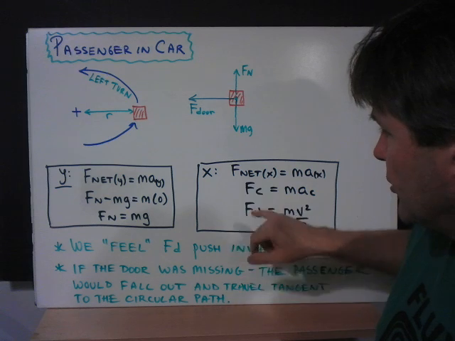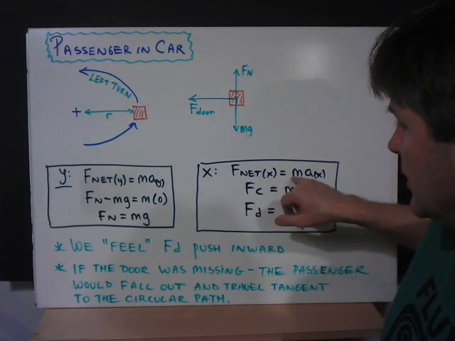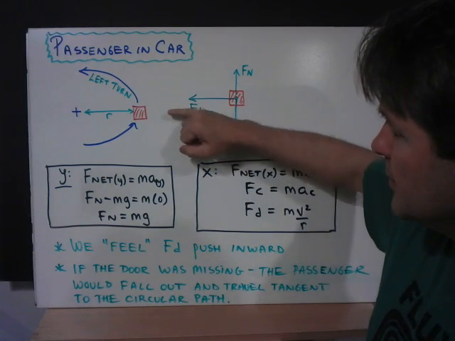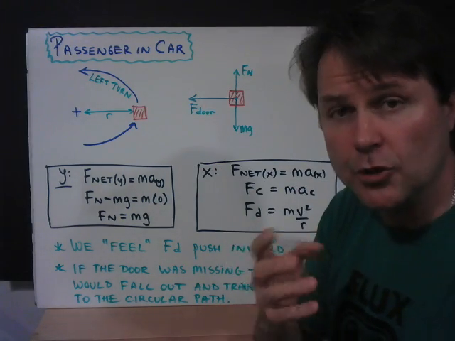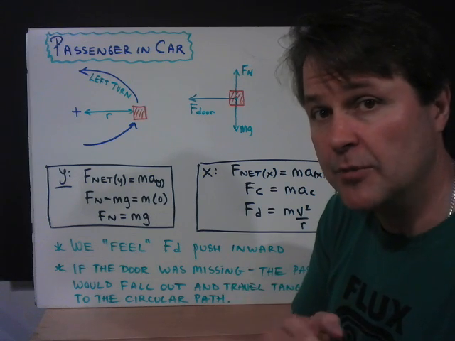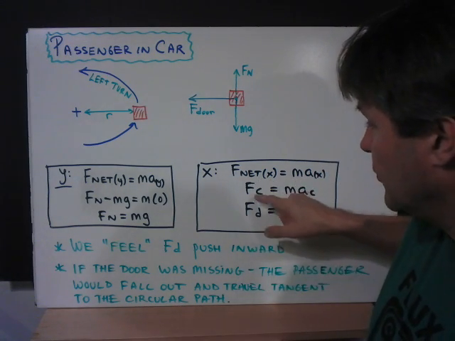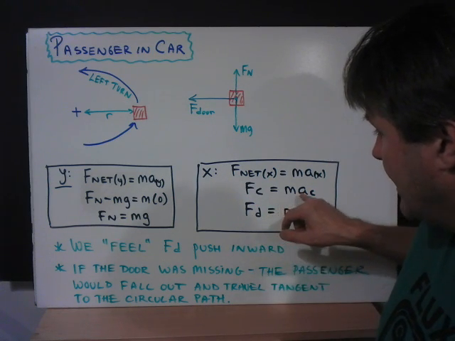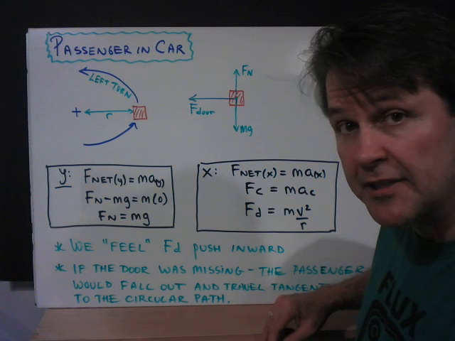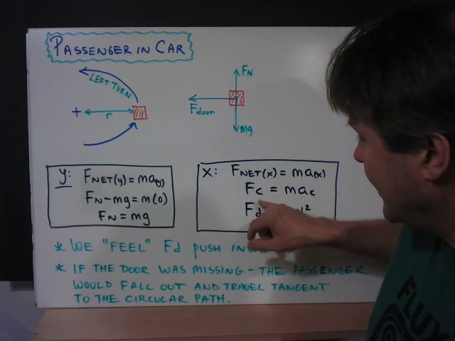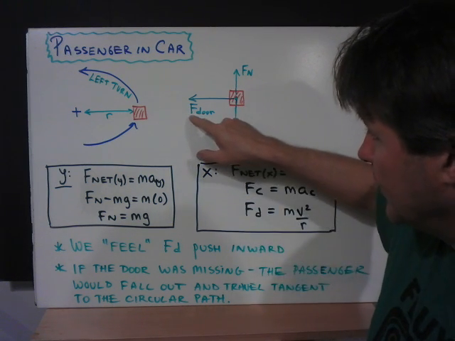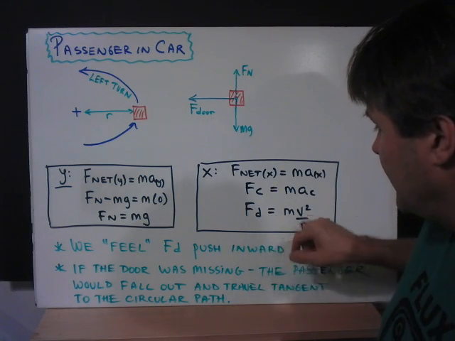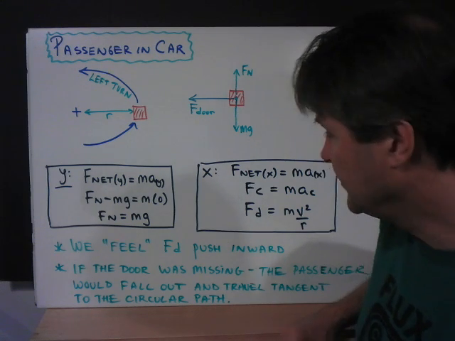Now in the x direction, Newton's second law again, F is equal to ma. We need a centripetal force to cause an object to move in a circle. So the net force is equal to the centripetal force. Centripetal force is equal to mass times centripetal acceleration. And in this case, the centripetal force is provided by the force of the door, so Fd, and that's equal to mv squared divided by r.